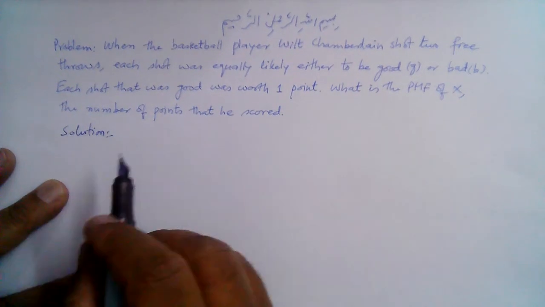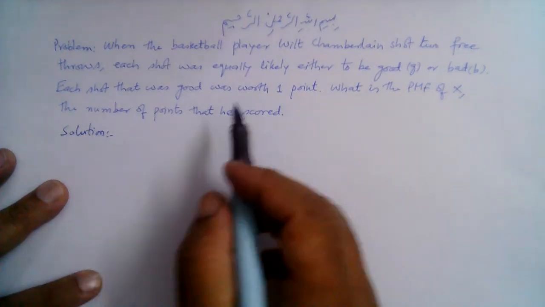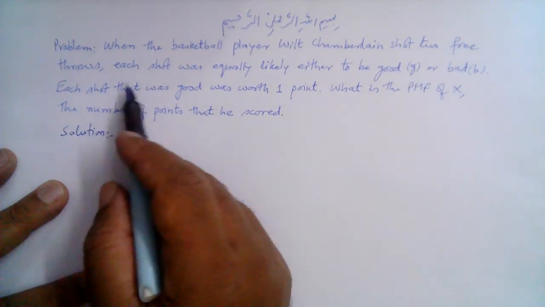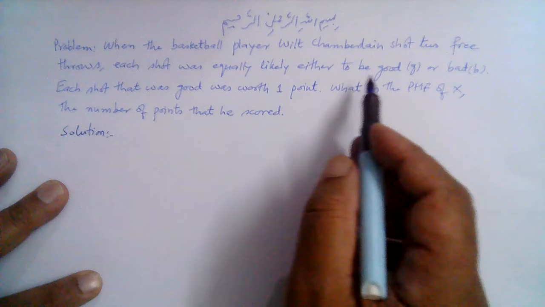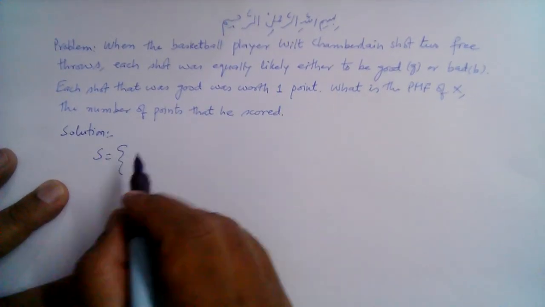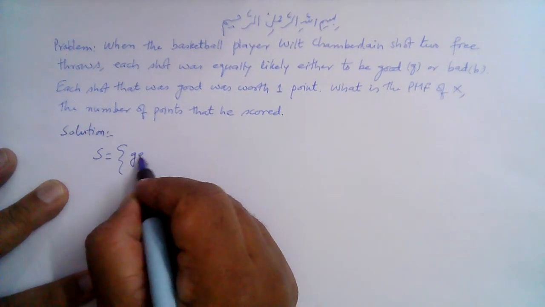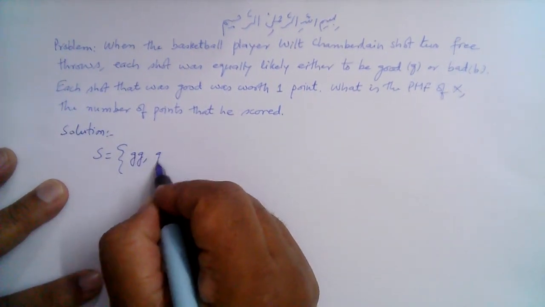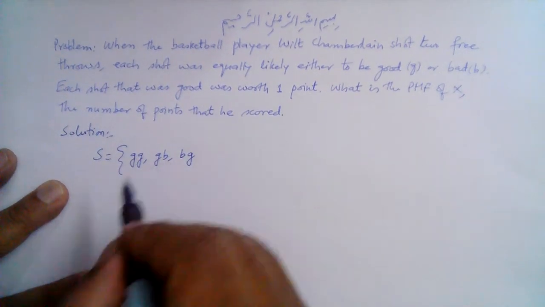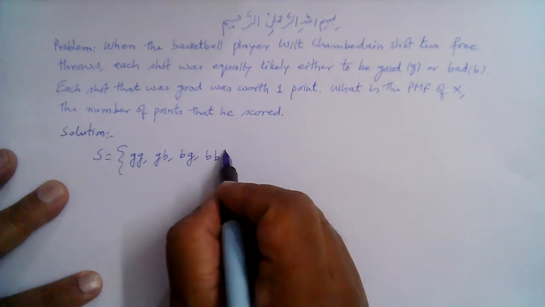First let us find out the sample space of this experiment. So there are two free throws, and each shot was equally likely to be either good or bad. So the sample space is given by: both shots can be good, one good and one bad, one bad and one good, and then both shots can be bad.